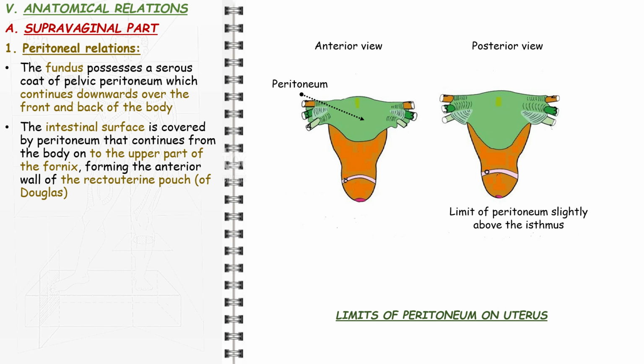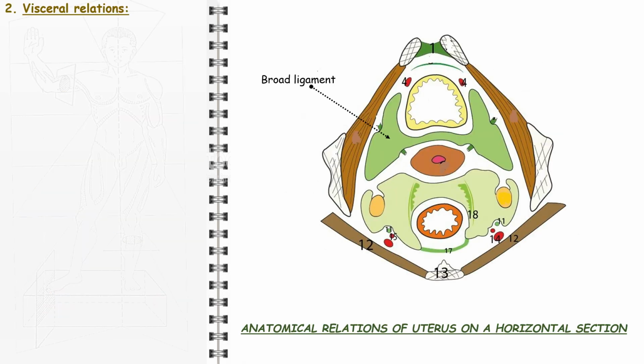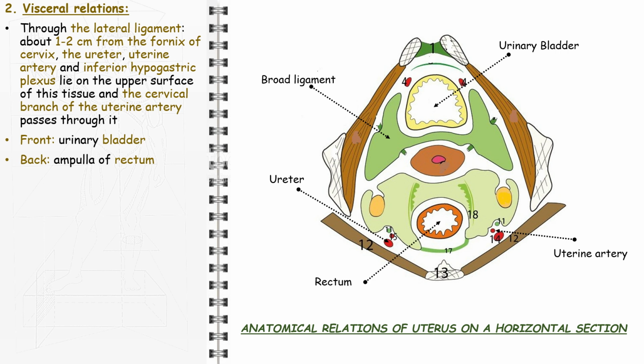The vesical surface has no peritoneal covering, being deep to the vesicouterine pouch and attached to the bladder above the trigone by rather dense connective tissue, the vesicouterine septum. Laterally, the peritoneum forms the broad ligament. Through the lateral ligament, about 1 to 2 centimeters from the fornix of the vagina, the ureter, uterine artery and inferior hypogastric plexus lie on the upper surface of this tissue, and the cervical branch of the uterine artery passes through it. Through the perimetrium, the uterus is in contact with the urinary bladder forwards, the ampulla of the rectum backwards, and intestinal coils and greater omentum at the top.